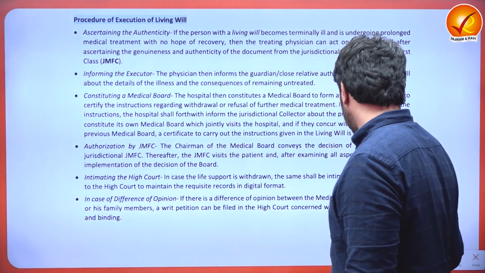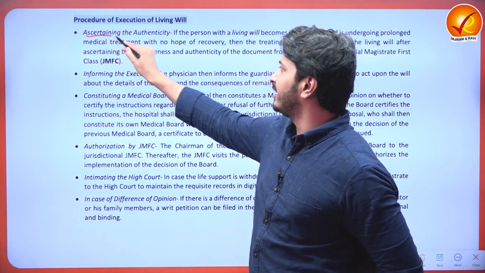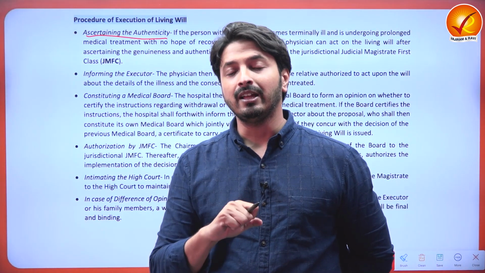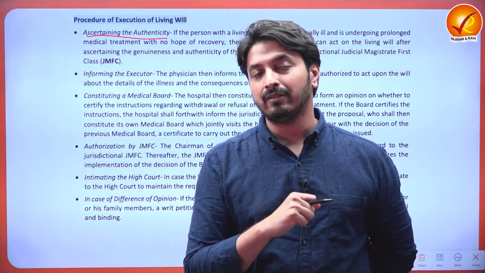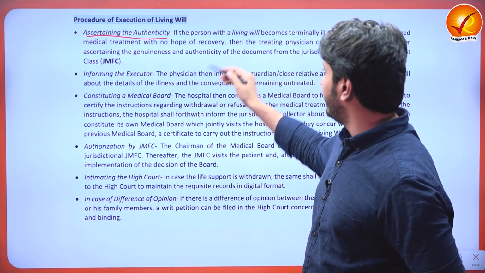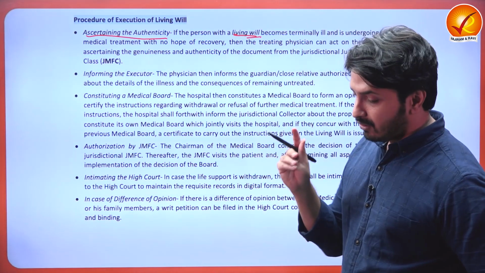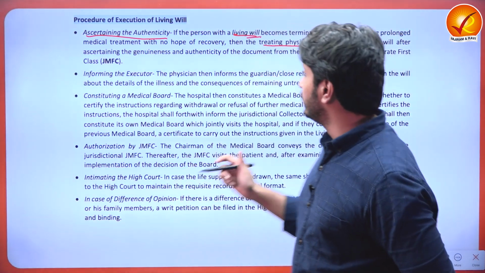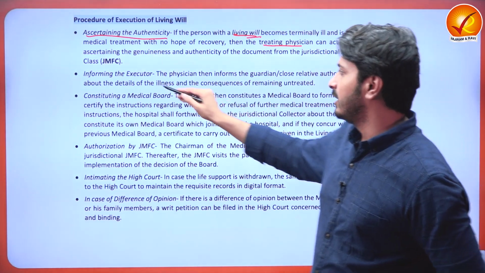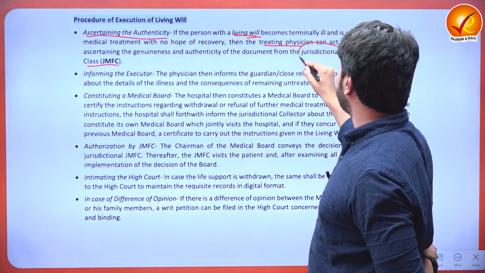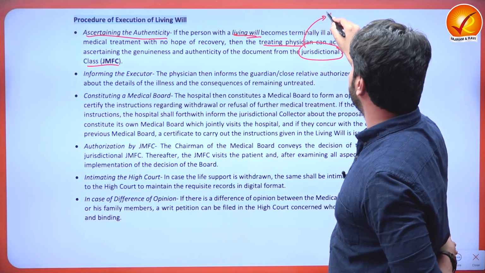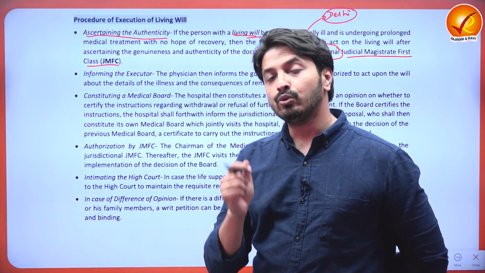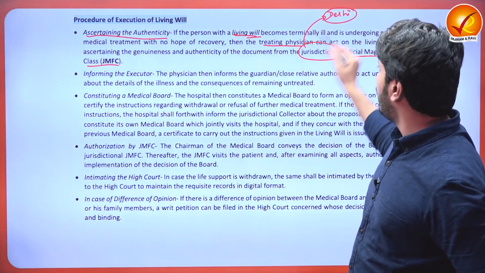So the first point is that the medical practitioner will ascertain the authenticity of the living will which has been created. It might be possible that some enemy of that individual has created the living will for that particular individual. So what the physician will do is take that living will to the judicial magistrate of the first class in that particular jurisdiction. Say for example, if that terminally ill person is in Delhi, then the medical practitioner will take the living will of that person to the judicial magistrate first class of Delhi itself.